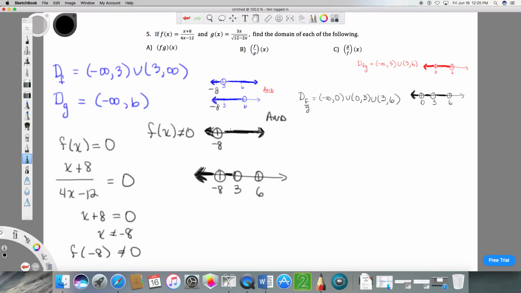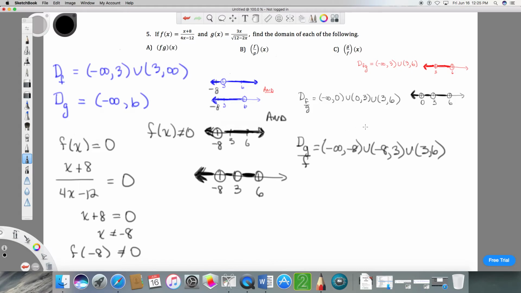And between 3 and 6 is shaded in all 3 sets, so it's shaded in the intersection. Greater than 6 is not shaded in the second one, so therefore it's not in the intersection. You have to be in all 3 sets to be in the intersection. So the domain of G over F excludes 3 and 6 just like part A did, but in addition to that, it excludes -8. So we've got from -infinity to -8, from -8 to +3, and from 3 to 6.